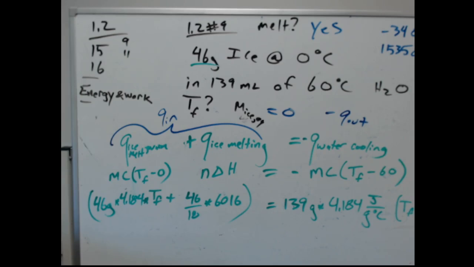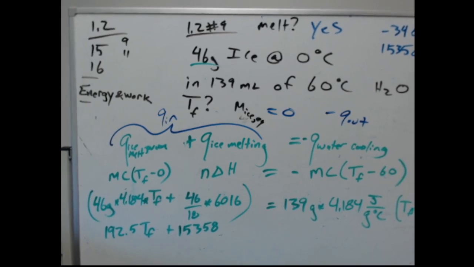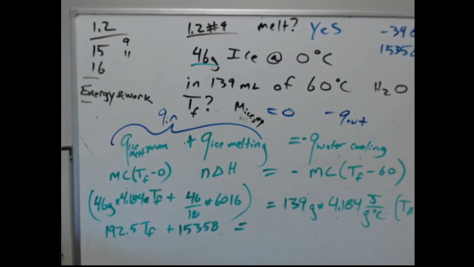Let's still run through the algebra to make sure we can do it. I'm just going to plug some things in here. 46 times 4.184 gets us 192.5 T final. Plus, you'll notice we get the same number here we had before, 46 divided by 18 times 6010 is equal to, same number we had before, 15358. I should probably round that to 15359 because there was a 0.8 at the end, but this will be close enough. And then I'm going to go ahead and multiply this through as well.